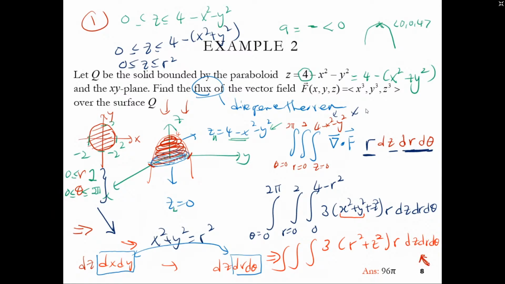The final answer is equivalent to 96 pi. 96 pi is the positive flux of the vector field, so basically the vector field going out of this solid, bounded above by this parabola and below by the xy plane. Maybe you can try first whether you get the 96 pi for the divergence for this question.